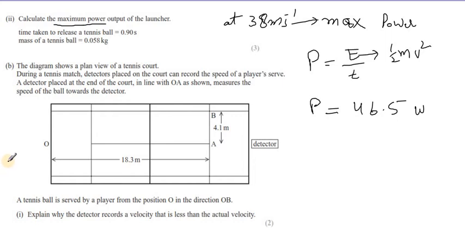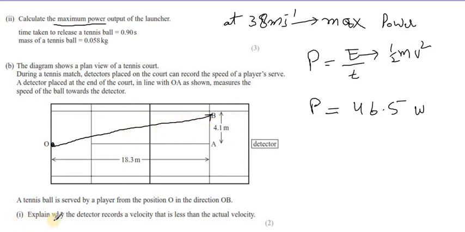Okay, so part B. The diagram shows a plan view of the tennis court during a tennis match. A detector placed on the court can record the speed of the player's serve. A detector is placed at the end of the court in line with OA. This is OA, and it measures the speed of the ball toward the detector. So the ball is coming from O toward the detector. A tennis ball is served by a player from the position O in the direction OB. This is O and this is B. That means the player served the ball in that direction.